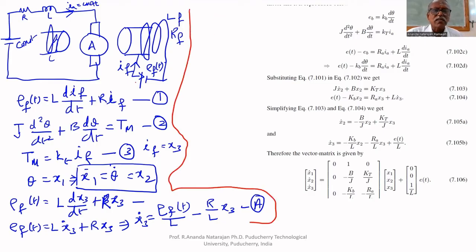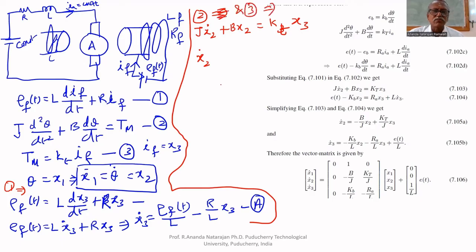Similarly, we can find x2 dot from the second equation. Second equation implies J x2 dot plus b x2 equal to Tm. Tm equal to Kt IF, which is x3. Both equations together give x2 dot equal to Kt by J x3 minus b by J x2. This is the second equation.